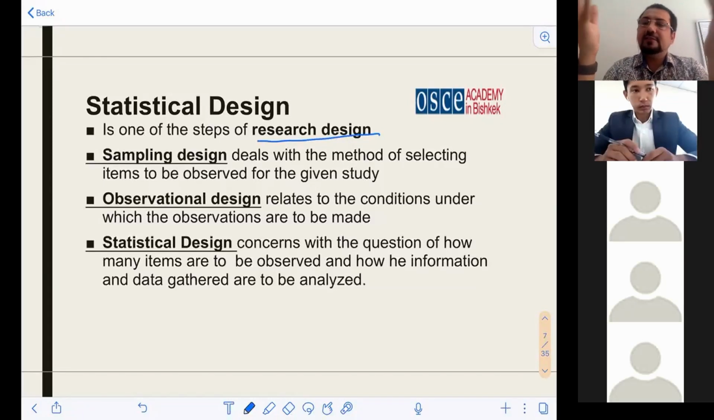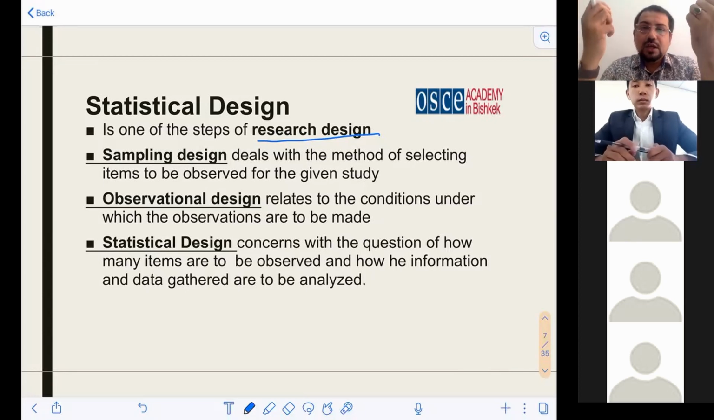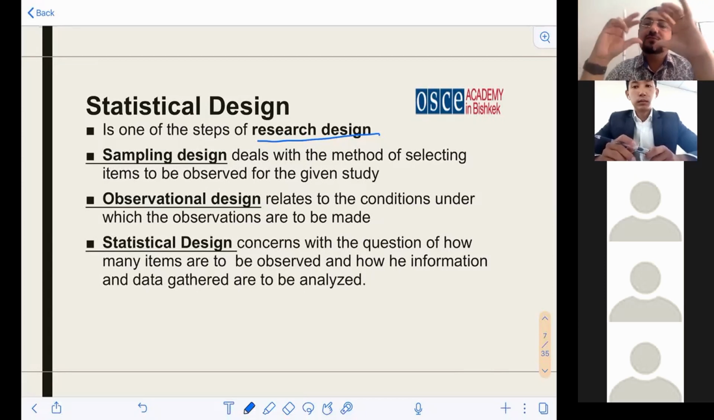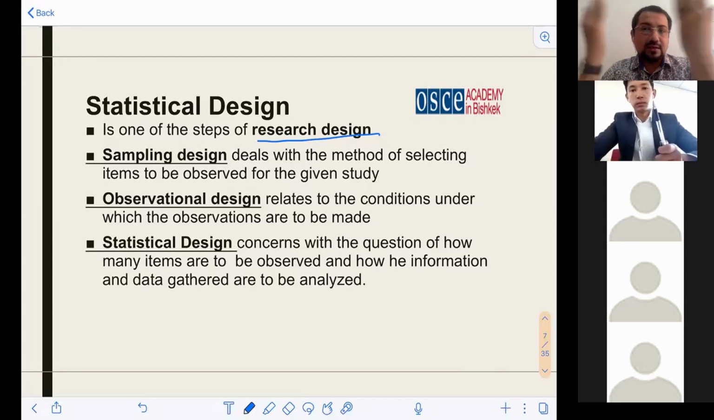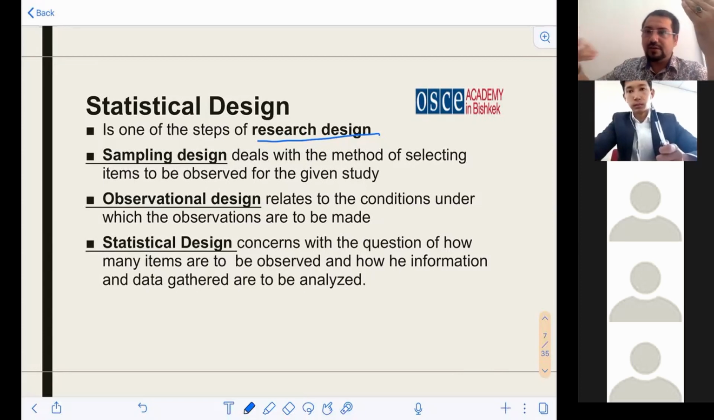Design. Basically, when you are going to perform research, when you're going to write a research paper, your thesis, your MA thesis, you may need it, right? It is one of the steps. There are a couple of steps that you would be learning in research design courses, and this is one of the steps of a research design.